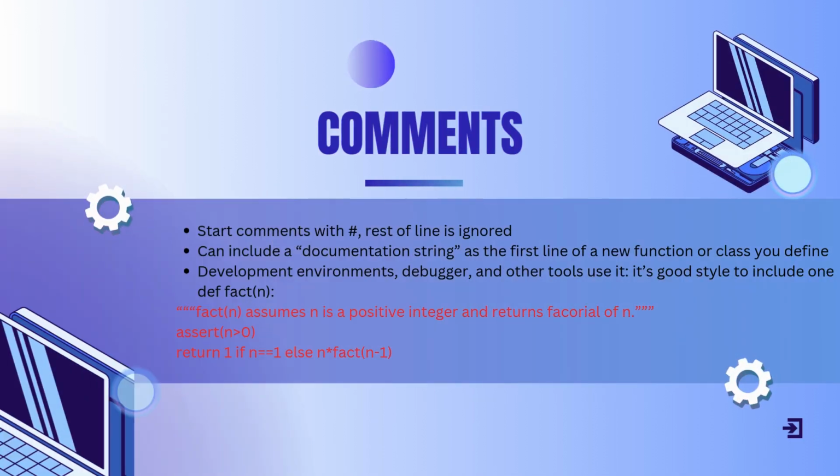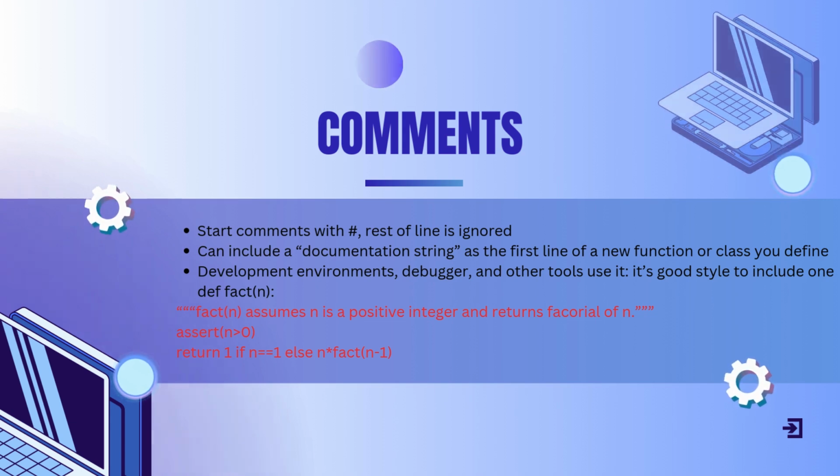Comments begin with a hashtag, and the rest of the line is ignored by the interpreter. You can include a documentation string, or docstring, as the first line in a function or class to describe its purpose, enclosed in triple quotes. This is useful for development tools, debuggers, and makes your code easier to understand. Good practice includes comments to clarify complex code and docstrings to explain function behavior, like returning the factorial of a number in an example function.